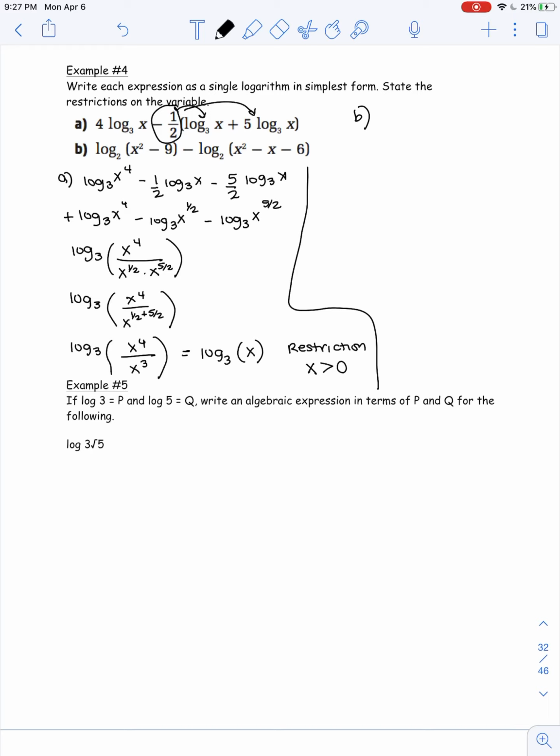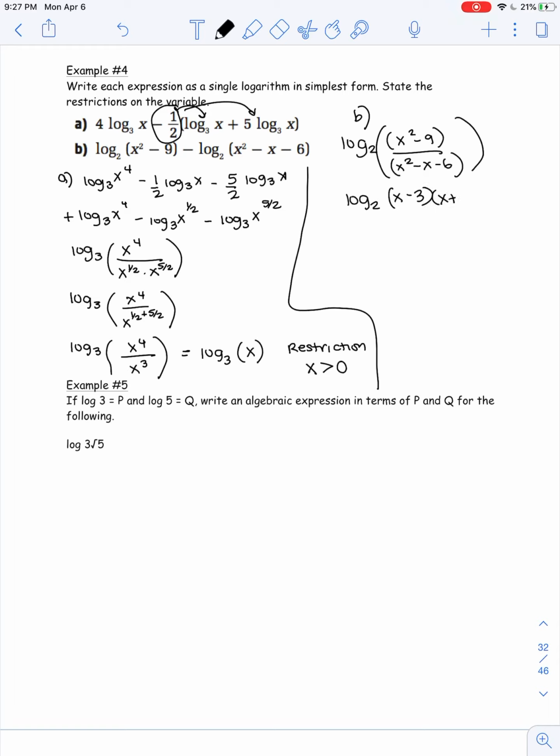For B, it says that we're going to have to divide the x squared minus 9 and the x squared minus x minus 6. We're going to divide them. So what you'll notice is that the x squared minus 9 goes at the top, and then the bottom, because it's following a subtraction, goes to the bottom, the x squared minus x minus 6. This is a rational expression that we're going to have to simplify.